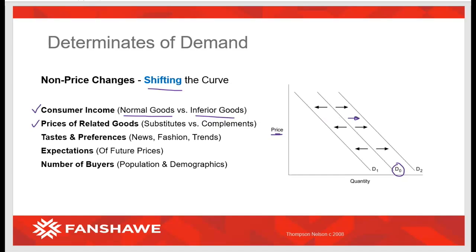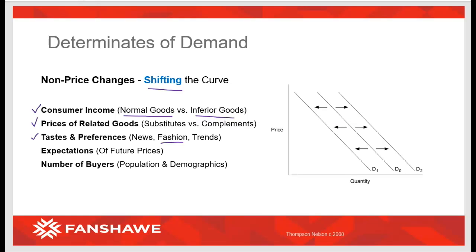So what's going on with my income? What options do I have, and what's happening in those other markets? That will affect demand. We have this one category that we just call tastes and preferences, which is just a huge catch-all category for all of those things that make a good more or less popular. Fashion comes and goes, right? So bell-bottom jeans are increasing in demand, and then they're decreasing in demand just because the times are changing.